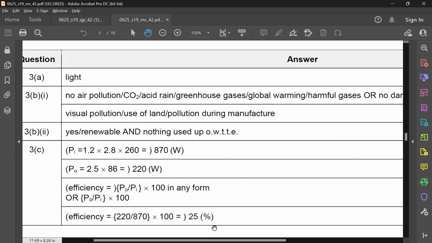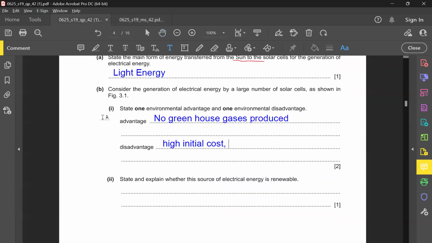Quite a lot of answers. They accept very, very vague answers also, but not too vague, obviously. Write anything, this is common sense at this point.